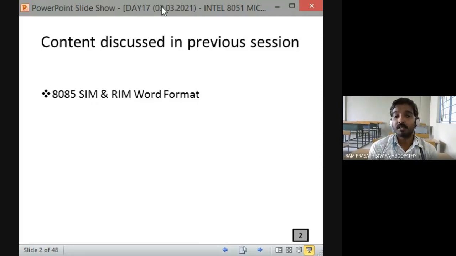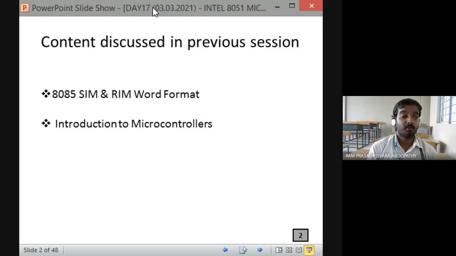What is the only way to mask the INTR interrupt? What is the only method? Yes. If you use EI, you can enable all the interrupts, that means the INTR interrupt. If you use DI, you can disable the INTR interrupt along with the other interrupts, except TRAP. TRAP is the only non-maskable interrupt we have studied.